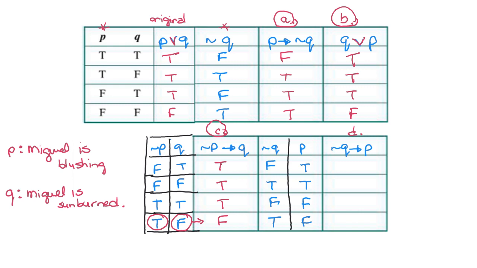And now I'm doing my conditional. If not Q, then P. So if a conditional starts out true and it goes to a false, the result will be a false. All other cases that do not match those conditions will be true.